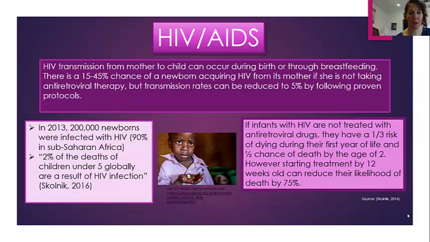HIV/AIDS is globally an enormous problem, but especially in sub-Saharan Africa, where HIV transmission from mother to child can occur during birth or through breastfeeding, although those rates can be reduced down to 5% if antiretroviral drugs are taken. 2% of the deaths of children under 5 globally are a result of HIV infection.